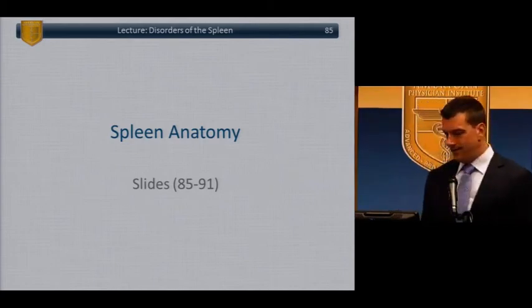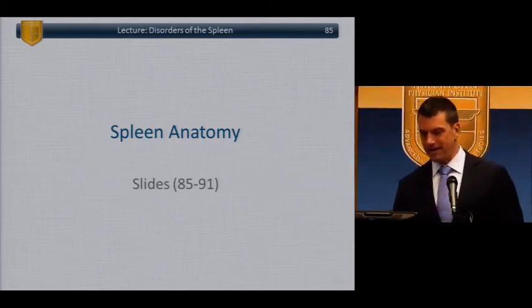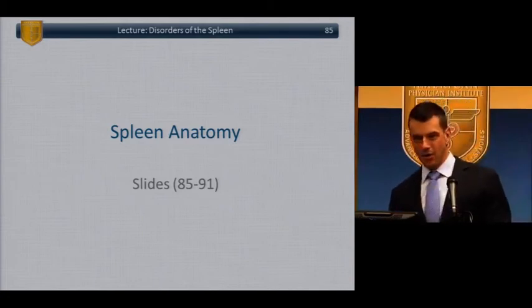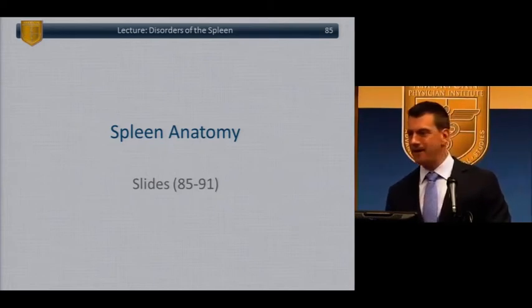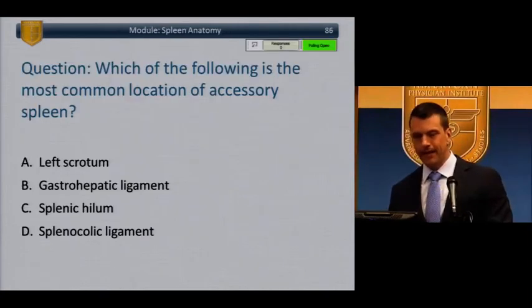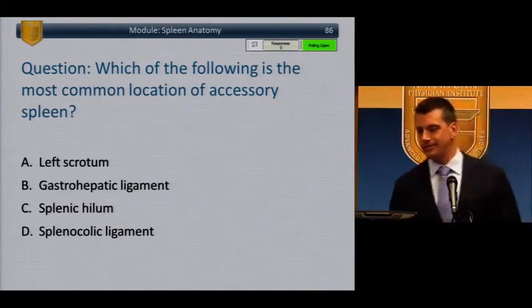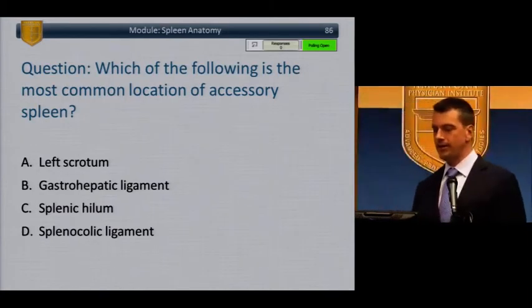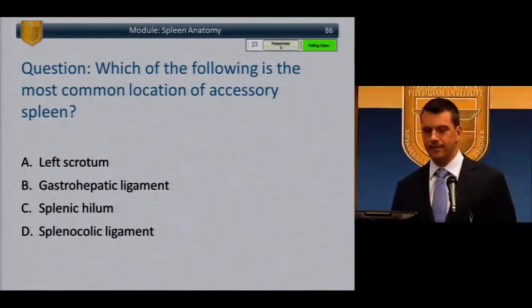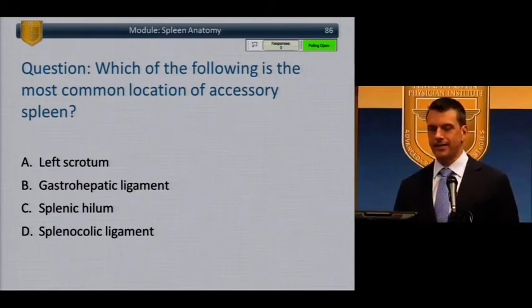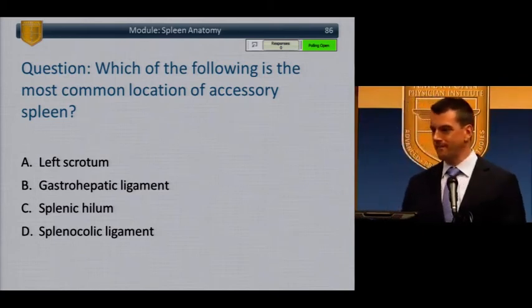All right, we'll move into the spleen. Again here, not a lot on the spleen anymore. This is probably one area that's changed. Splenectomy is becoming less and less common, as not nearly as often indicated. So, anatomy question. Which of the following is the most common location of an accessory spleen? A, the left scrotum. B, gastrohepatic ligament. C, splenic hilum. D, splenocolic ligament.